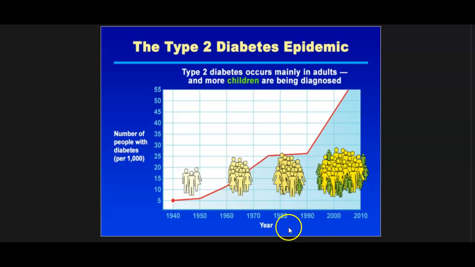Type 2 diabetes occurs mainly in adults, but this is just a slide showing that it is increasing in kids. These little green figures are children. The number of kids with type 2 diabetes is increasing, and it's been pretty recent, since the 90s, that it has increased so significantly.